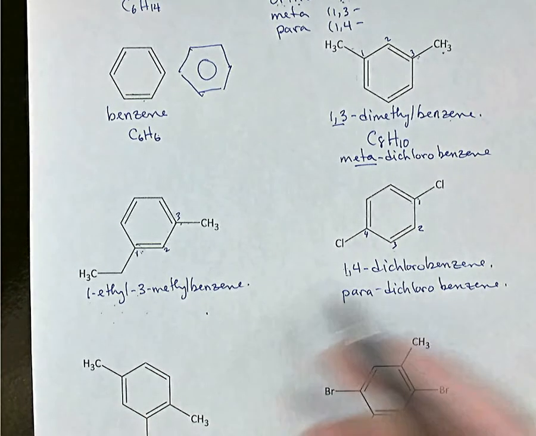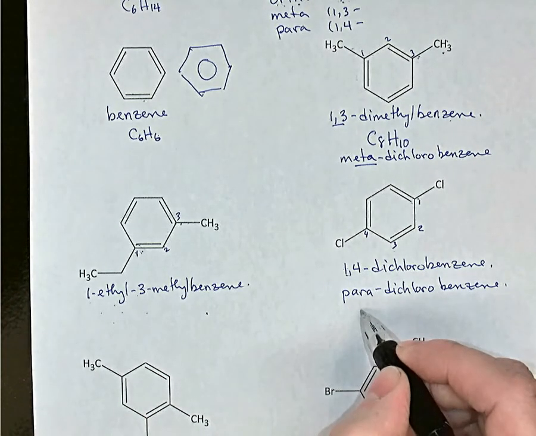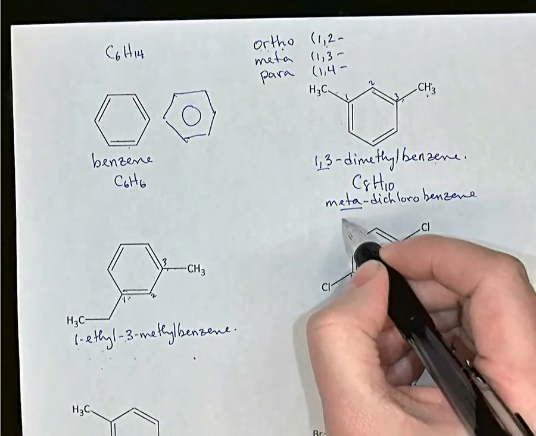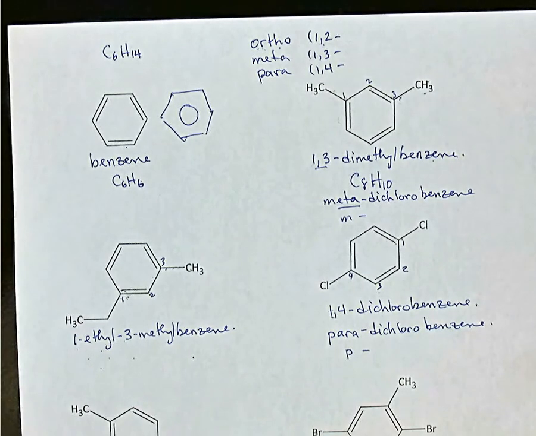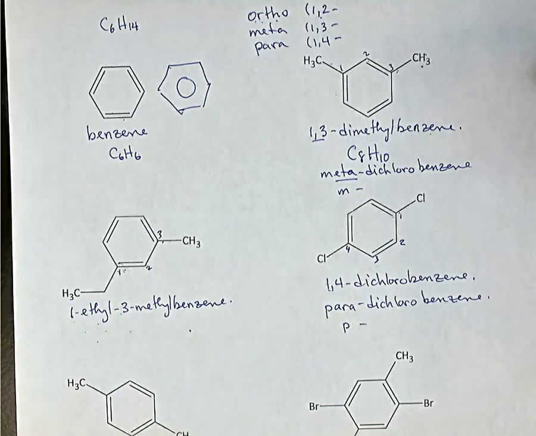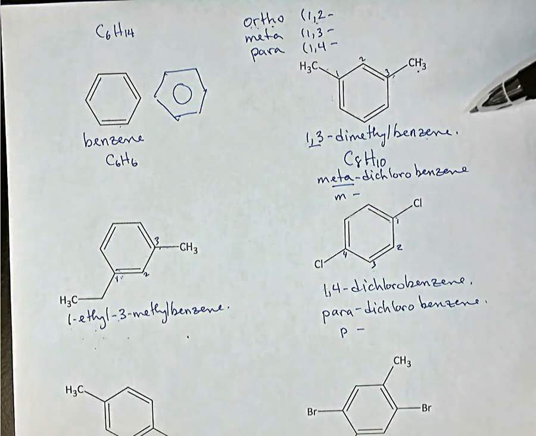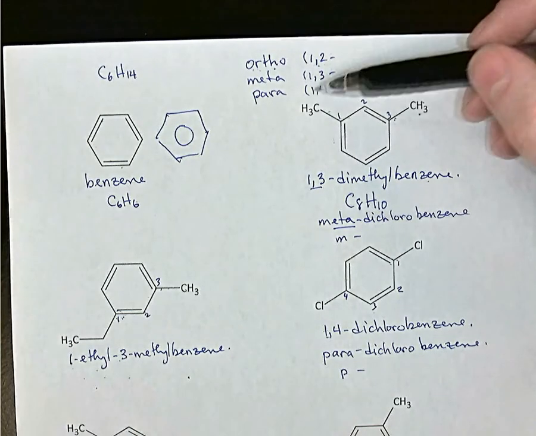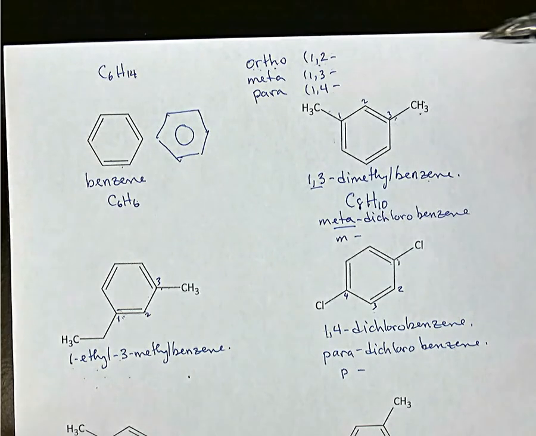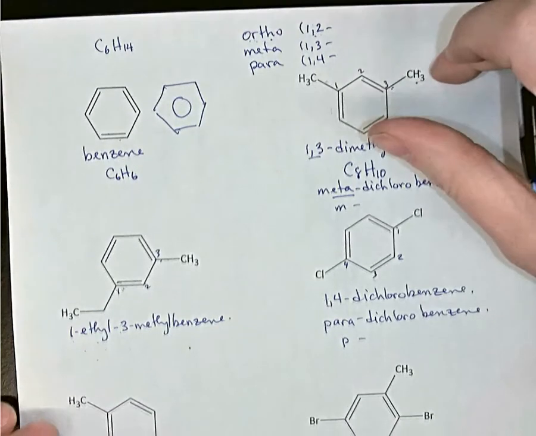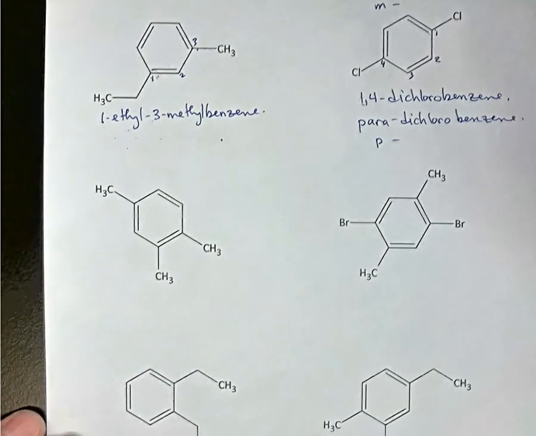And sometimes it's very lazily, instead of even para, it'll just say p-dichlorobenzene. Instead of meta, it'll just say m-dichlorobenzene. And you would read that as meta. Okay? So again, ortho, meta, and para, those are replacing the numbers 1,2, 1,3, and 1,4, only for benzene rings, and only when there's two branches like that. Okay? You can't use those in any other situations.